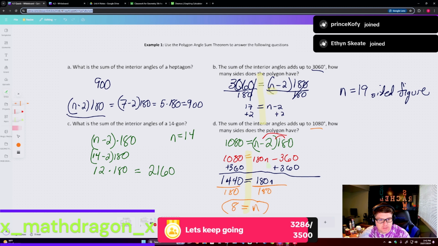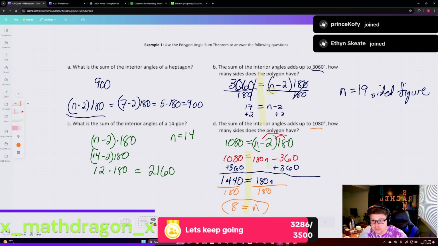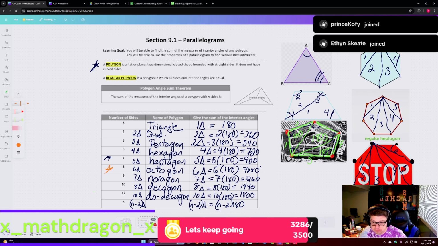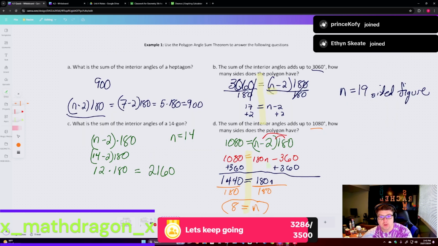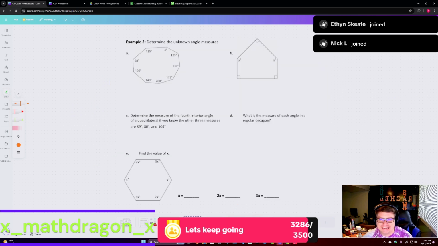So if the sum is 1080, then that means we have an 8-sided figure. Does that agree with what we did earlier today? Sure does. So hopefully at least that will give us a little solace that we're doing the right steps that we need to in order to find the sum of the interior angles, the ones that are inside the figure, okay? Outside is going to be a totally different number, so make sure you're talking about the inside.